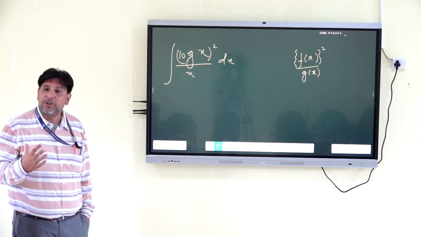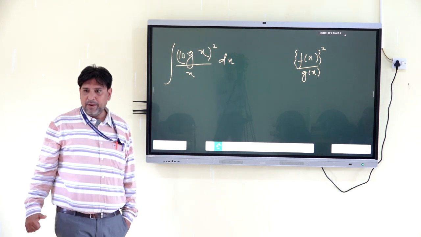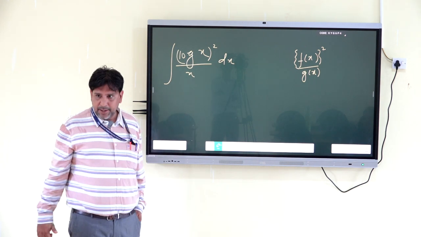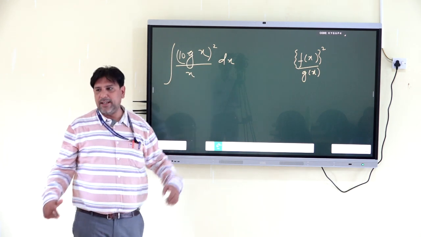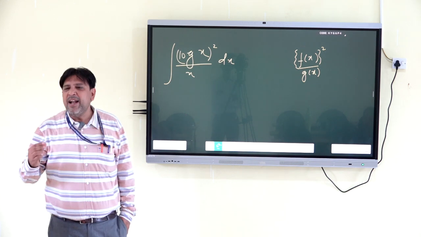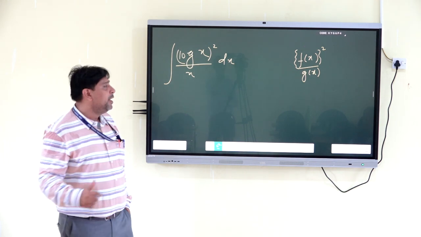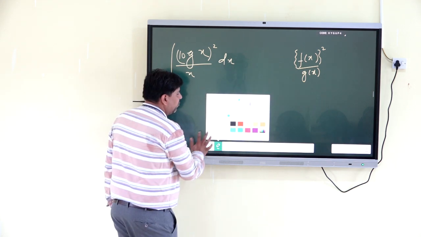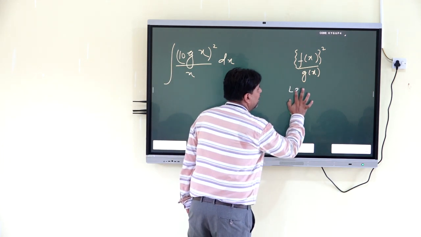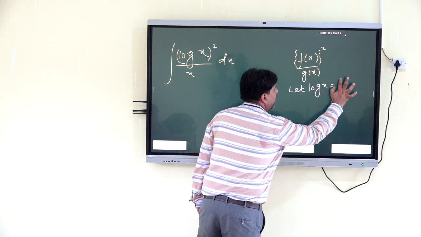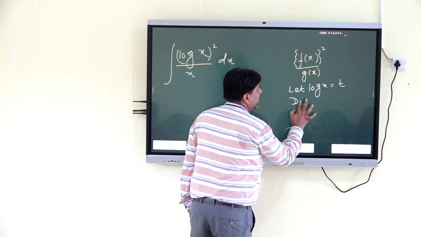Now here what substitution will we take? There are two options. I can take x as t, or I can take log x as t. If I take x as t, then the question will not be solved. So what will we do? Let log x equal to t.